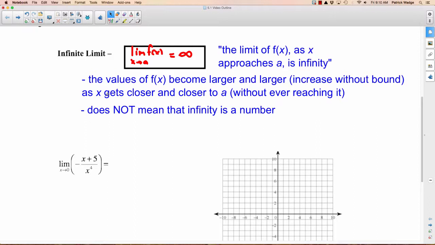It does not mean that infinity is a number. Infinity is not a number. So this is a common mistake in calculus. People start dealing with infinity like it's a number. They start doing things like 2 times infinity is 2 infinity and stuff. You can't do that. Infinity is not a number.